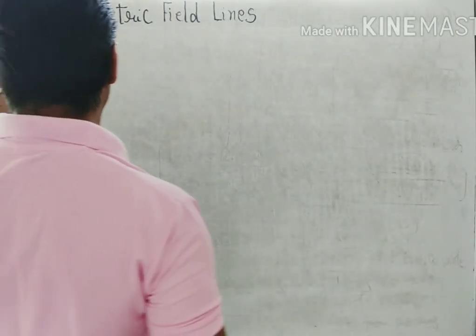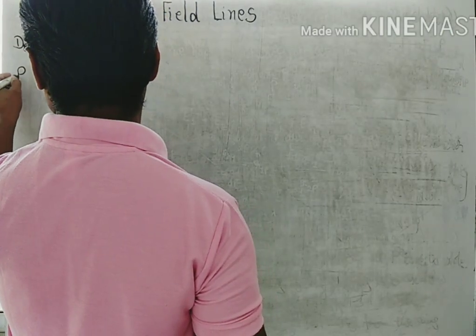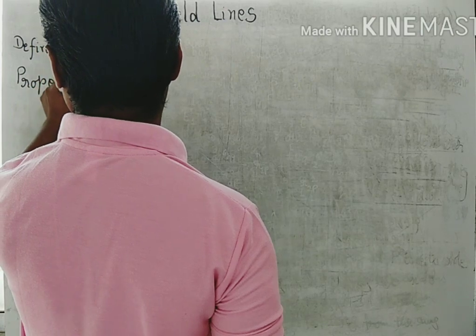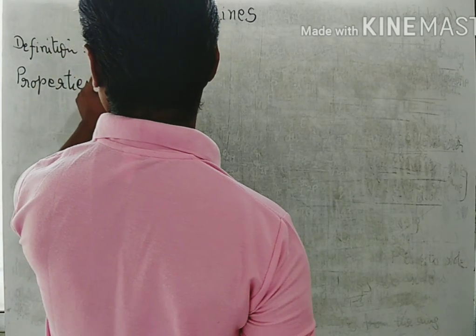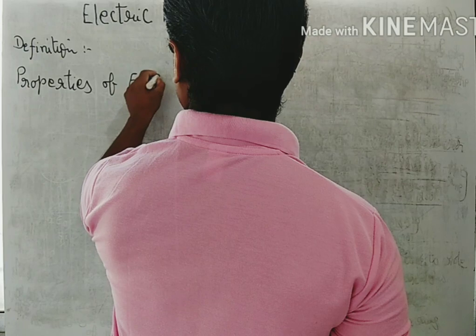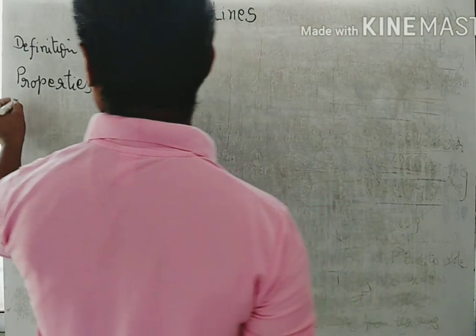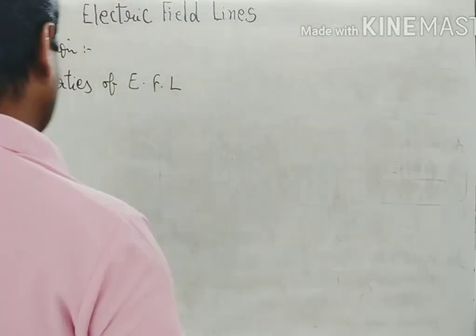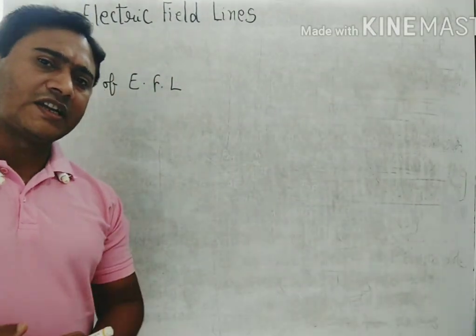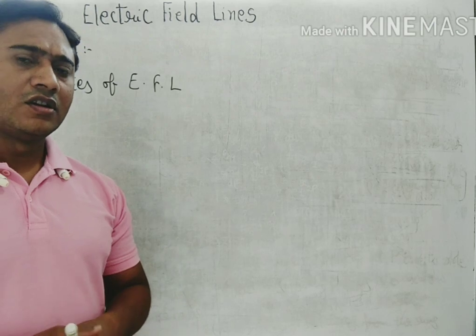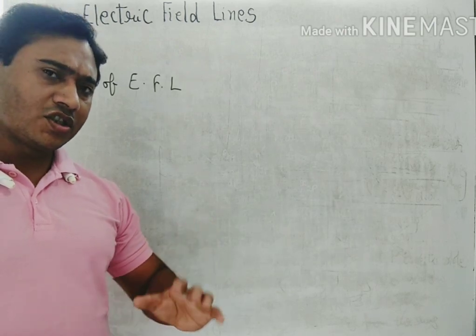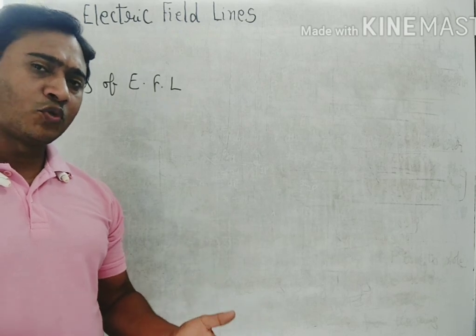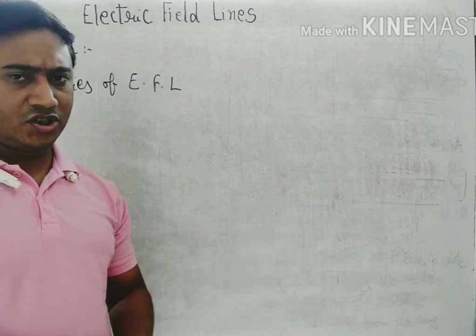So now we move on to the properties of electric field lines. Under this, for the first property, these electric field lines are discontinuous. It means they start from positive charge and are supposed to terminate at negative charge.